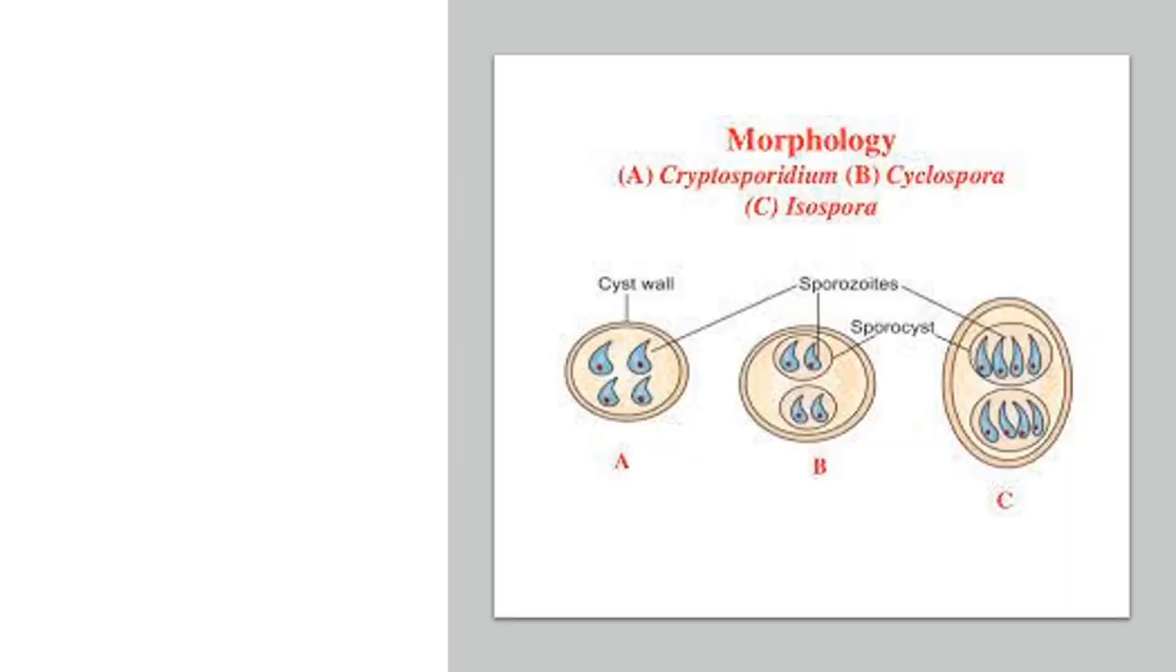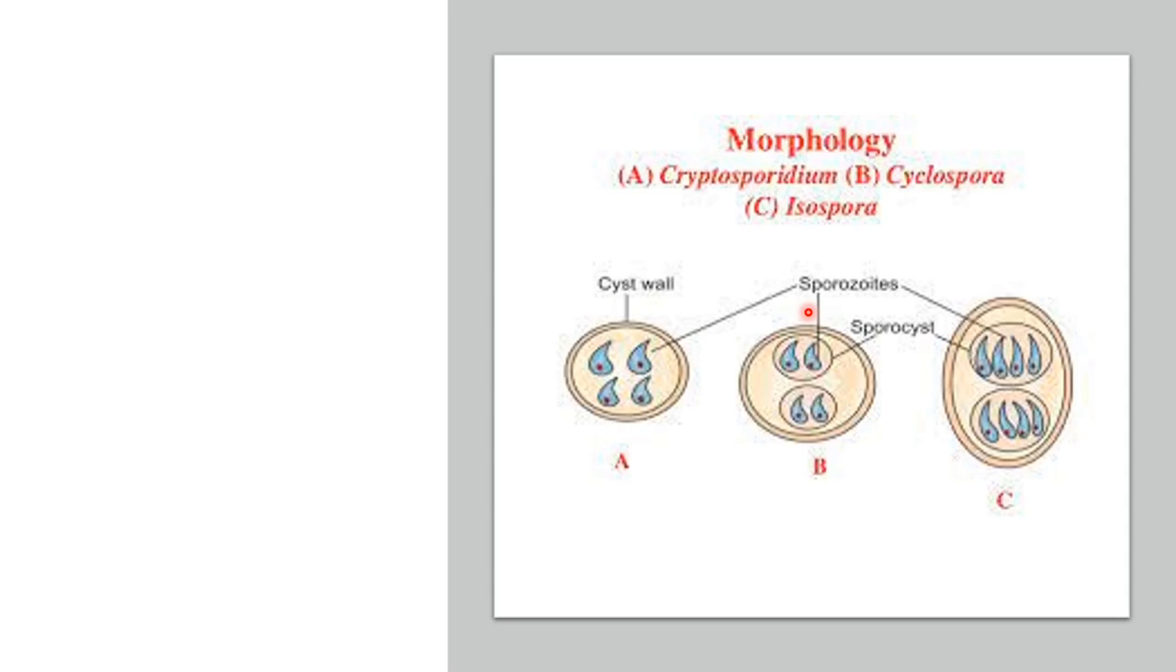So this you can see. This is आपका Cryptosporidium, this is Cryptosporidium, this is Cyclospora and this is Isospora. तो यहाँ पे क्या होता है, आपका जो Cryptosporidium है उसमें क्या होता है, it contains 4 sporozoites. क्रिप्टोस्पोरिडियम में क्या होता है, it has 4 sporozoites. ये देखो इसको sporozoite बोलते हैं, ठीक है. 1, 2, 3, 4 sporozoites. See this is written here, 4 sporozoites in Cryptosporidium, ठीक है.